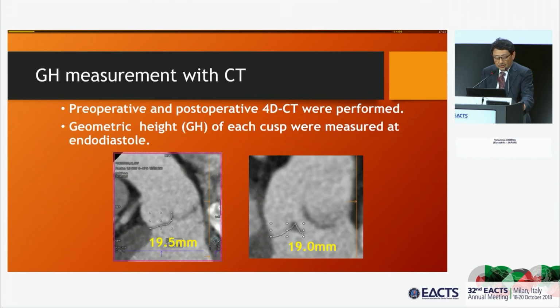Since 2011, we introduced 4D CT for evaluation of the aortic cusp. During the end-diastolic phase, we can clearly see the aortic valve. And when there is a prolapse, we can trace the cusp and we can get geometric height even in this configuration.